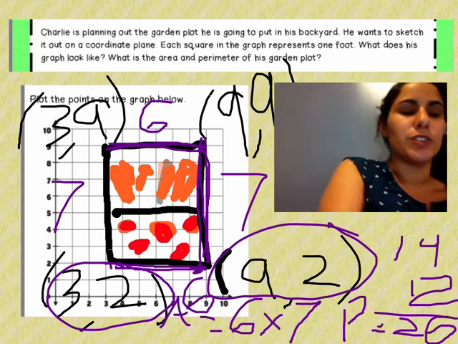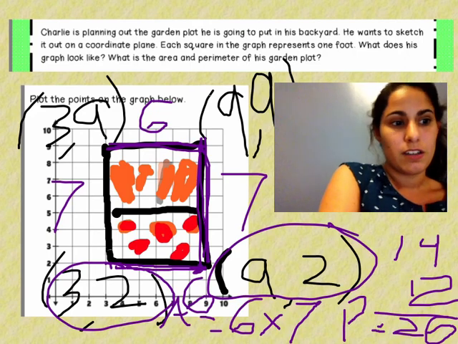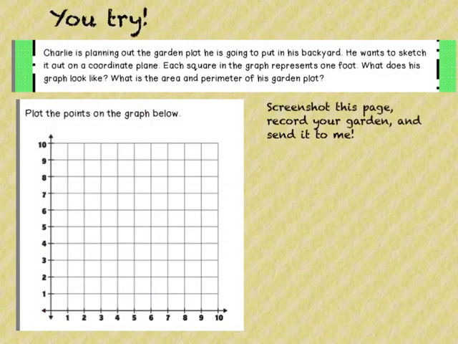So the next one that you do, you're going to do on your own. Go ahead and screenshot this page, and then you're going to do your own garden on Notability, and then send it over to me. Feel free to do a 3-minute one like I did, and just use 2 vegetables or 2 kinds of flowers or whatever you want, or make it this big, beautiful garden. It's completely up to you. And I look forward to seeing those soon.